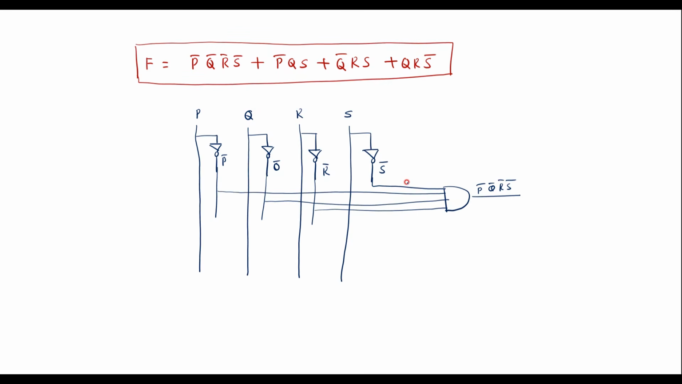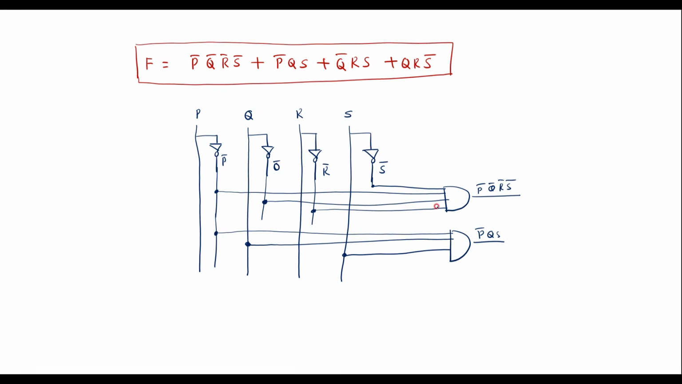Next term is P bar QS. I need a 3 input AND gate. The values are P bar QS. So here we have put the dot like this. This node indicates the line is coming from this variable. So this is P bar and we have QS. So this is the Q line, and we have S. So the output here is P bar QS.